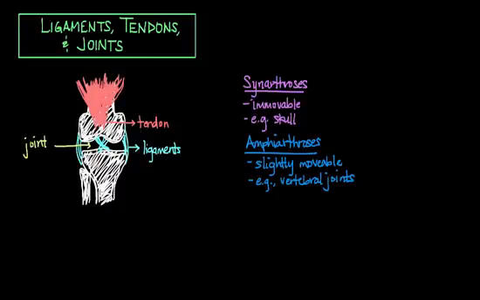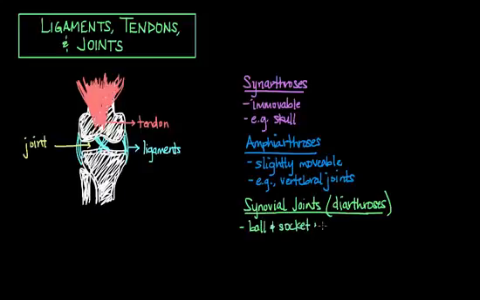And then finally we have what are synovial joints, which are also known as diarthroses, of which there are a couple different types. One type, for example, is the ball and socket synovial joint. And you'll find examples of ball and socket joints in your shoulders or in your hips. These are joints that have many degrees of motion.